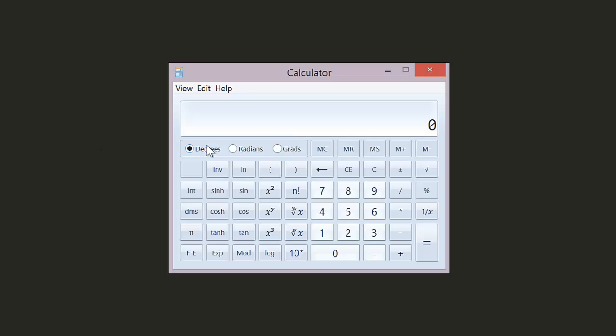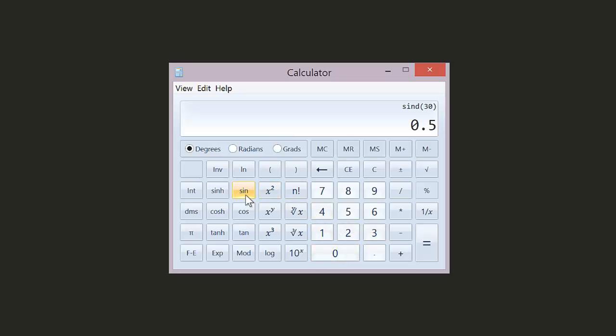Now notice that this is set to degrees, which is what we want right now. You can switch it to radians if that's what you're using. It also has grads, which is another way of measuring angles that you'll probably never use. So we'll make sure that we're on degrees, and we'll enter 30 and click on the sine key, and that tells us that the sine of 30 degrees is 0.5.